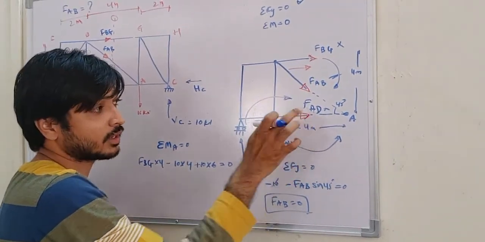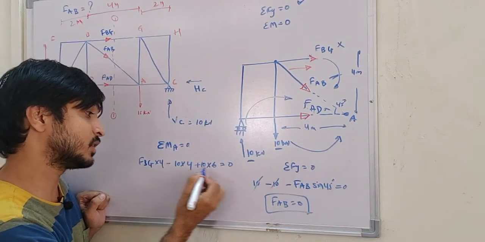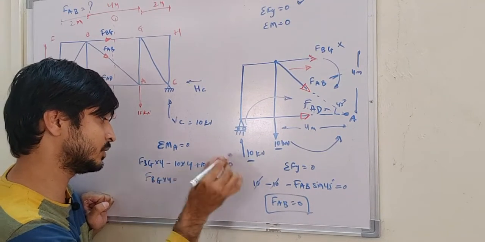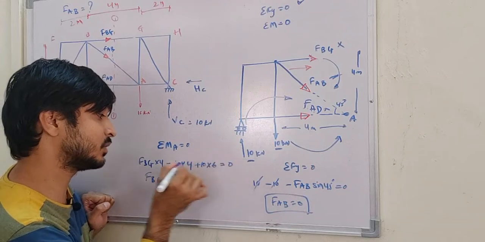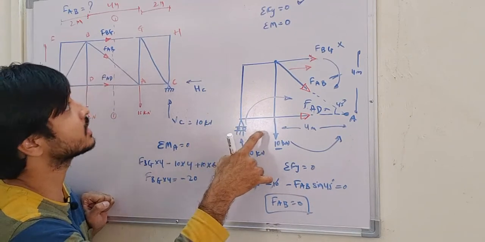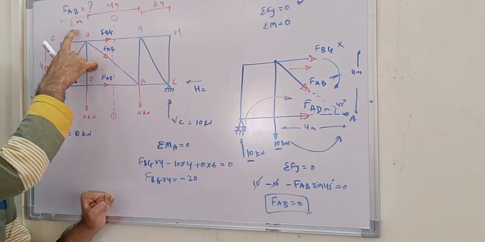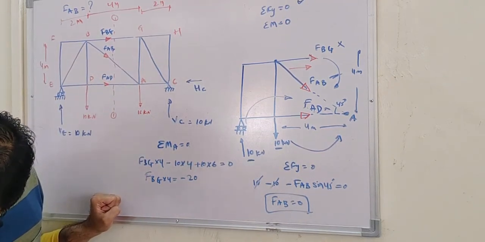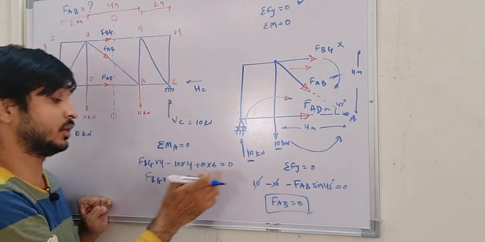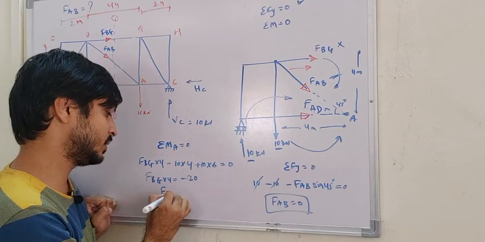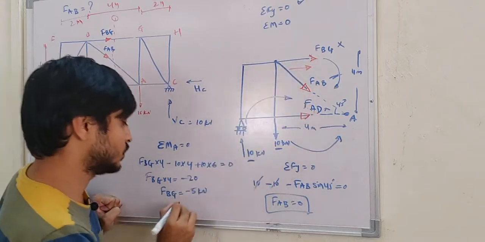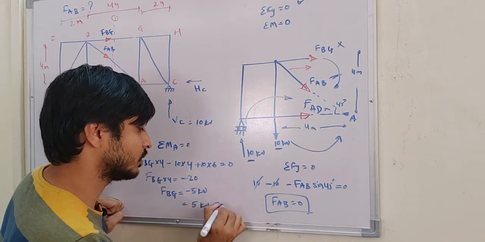If I ask you to calculate FAD, right? So here, this is minus 40 plus 60. So FBG into 4 is equal to, if it goes to the other side, minus 20, minus 60, this is plus 40, so we'll get minus 20. So I think you have taken this as 4 meters. This is not 4 meter, this is 2 meter. Somebody has given the answer as 10, but actually you should get 5 because this is 2 meter. So 10 into 6 minus 20a, so FBG is equal to minus 5 kilonewton. We have taken tension, so it means 5 kilonewton compression.